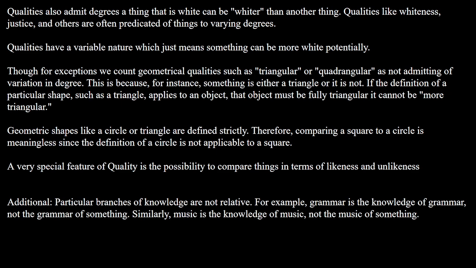Therefore, comparing a square to a circle is meaningless, since the definition of a circle is not related or applicable to a square. A very special feature of quality is that it allows for the possibility for us to compare things in terms of likeness and unlikeness. And additionally, particular branches of knowledge are not relative. For example, grammar is the knowledge of grammar and not the grammar of something else. Similarly, music is the knowledge of music and not the music of something else.